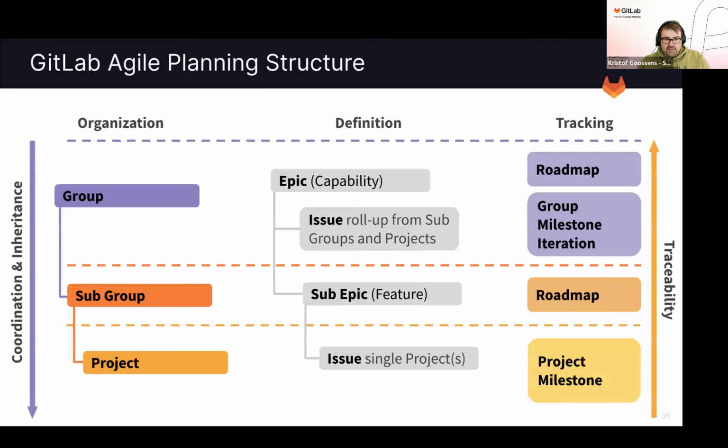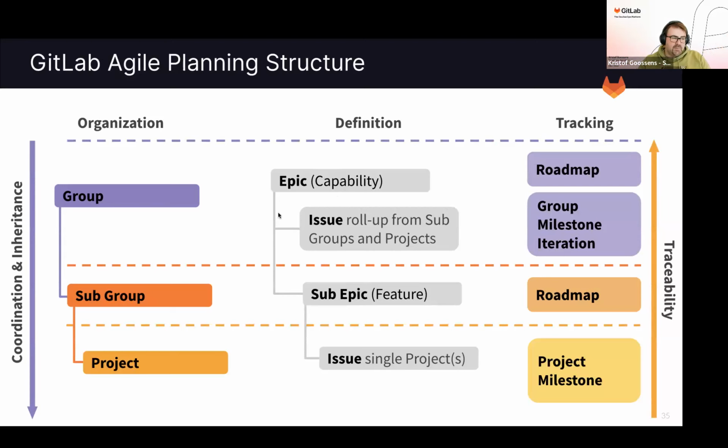If you put that together, then you end up with this. So organization-wise, we have groups, subgroups, and projects, which means we're supporting inheritance and coordination there. The lower you go, the more details you will get in the information. The higher you go, the broader your information will be.